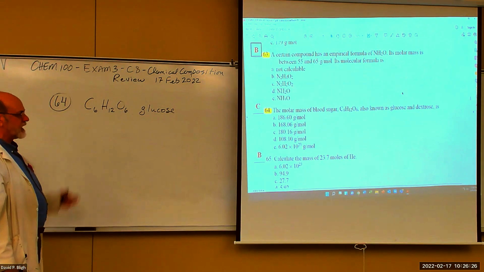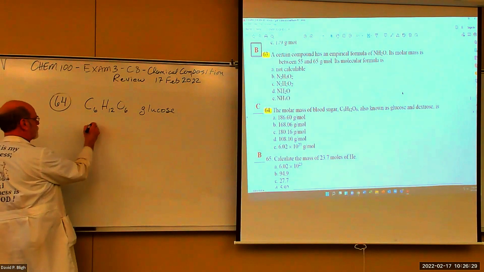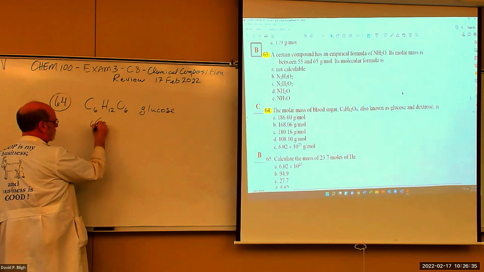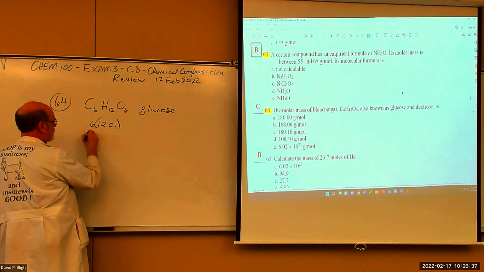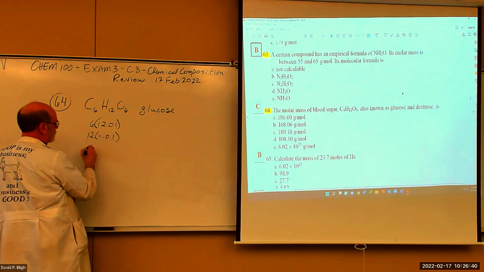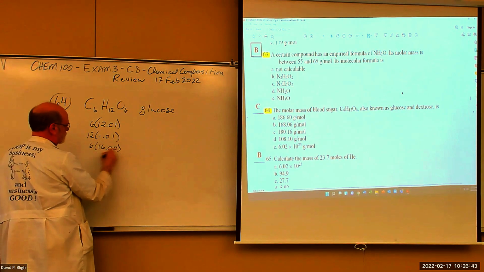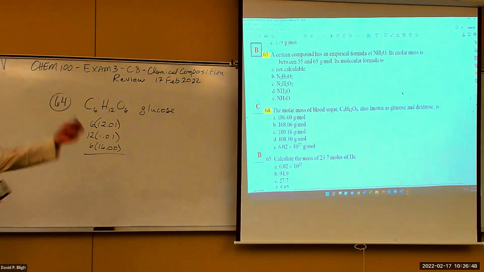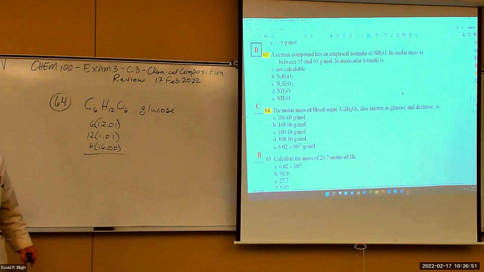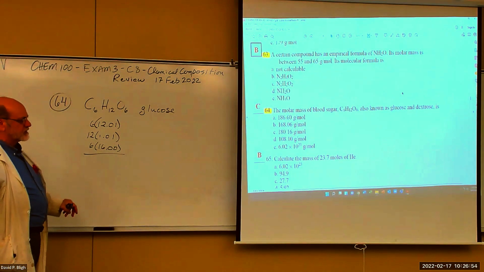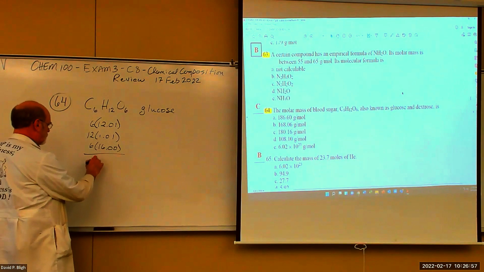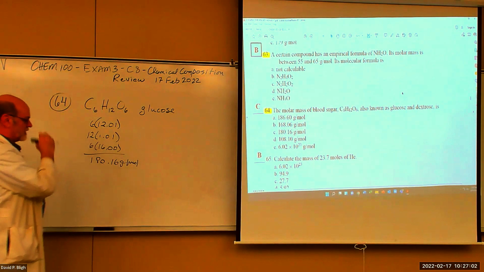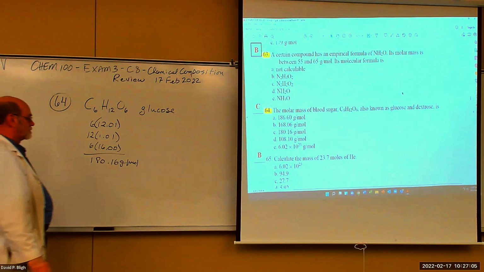Okay, so we just need to calculate the molar mass of this thing. 6 times 12.01, 12 times 1.01, and 6 times 16. Okay, and add those all together. Maybe I better skip the calculation and just go straight to the answer. 180.16 grams per mole. So it's not a light molecule. It's a pretty big molecule.